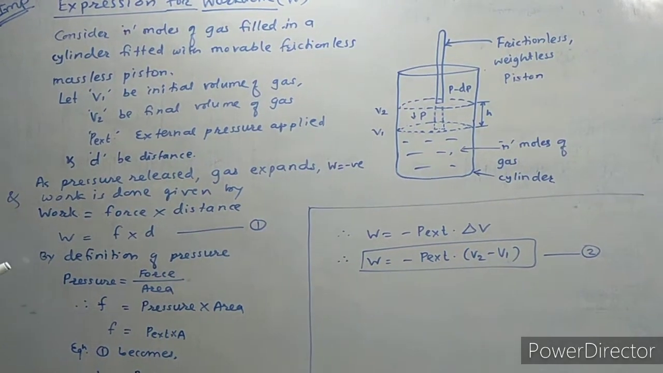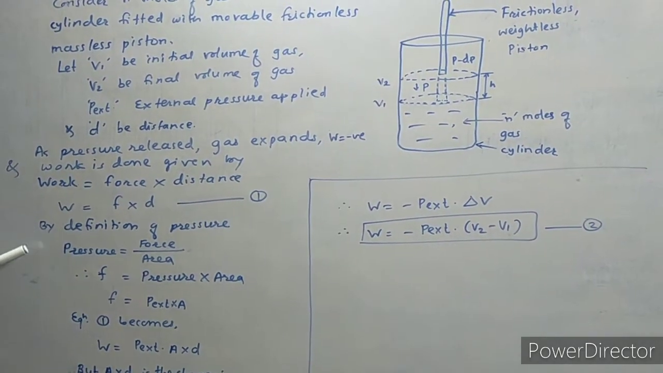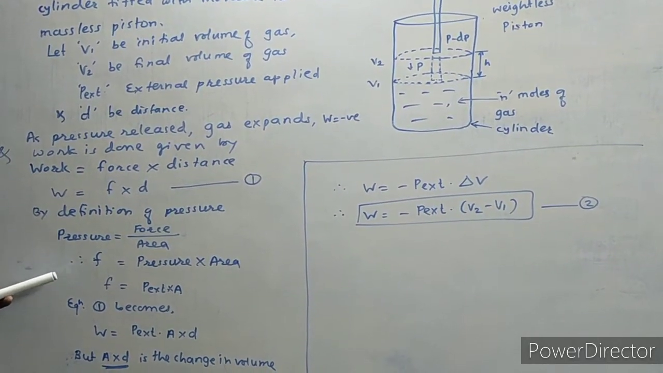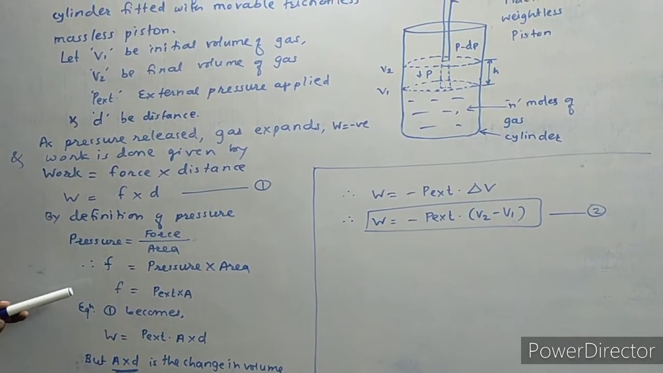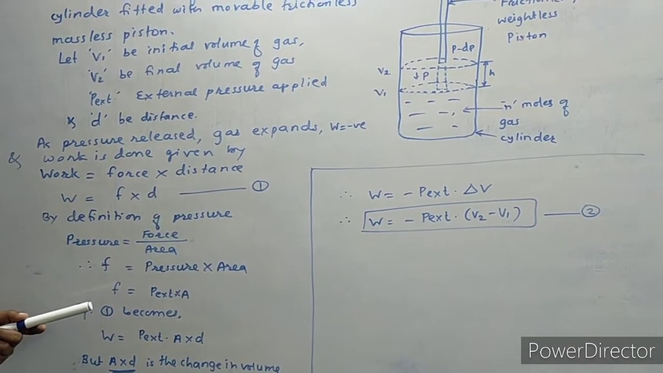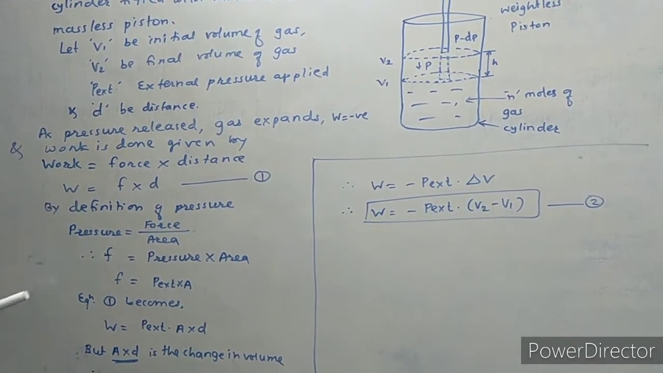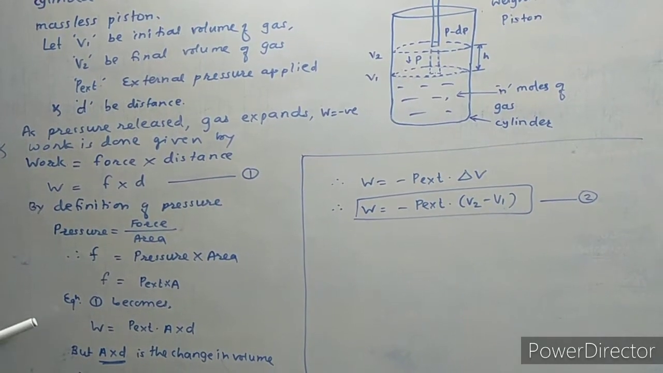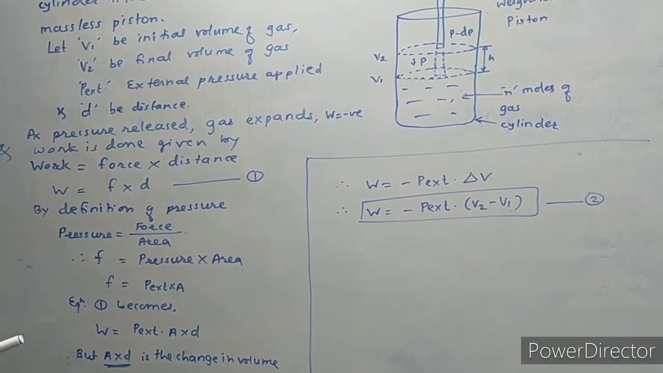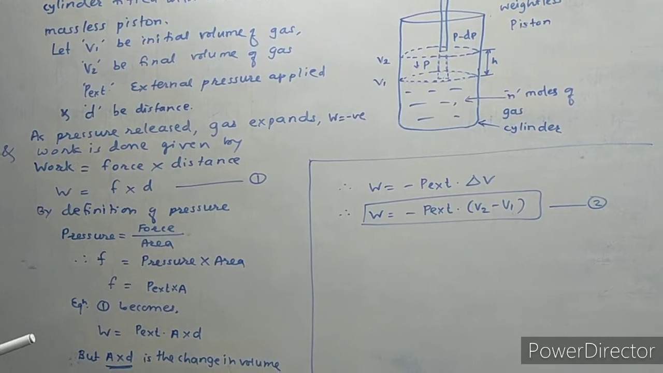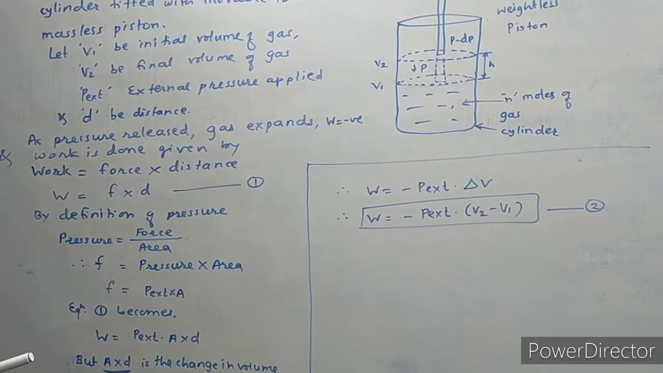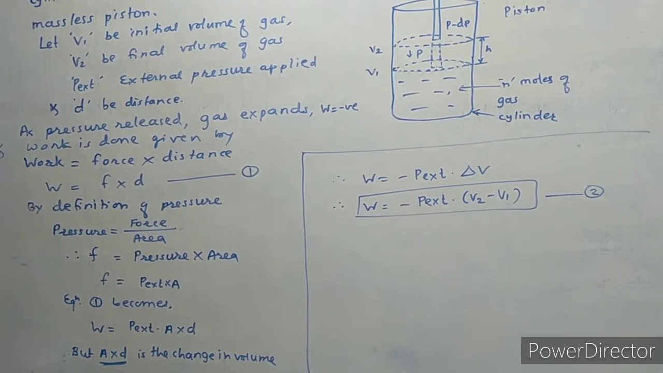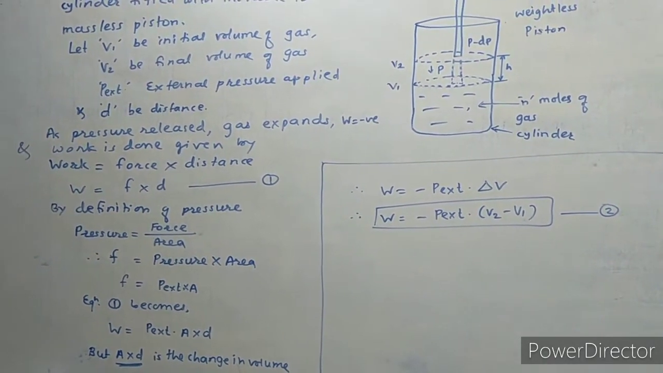into D. But by the definition of pressure, pressure is equal to force upon area. So F equals pressure into area, F equals P external into A. Now this value is entered in equation 1. So equation 1 becomes W is equal to P external into A into D. But A into D is nothing but the change in volume, that is delta V.